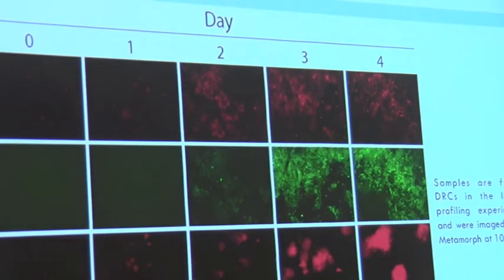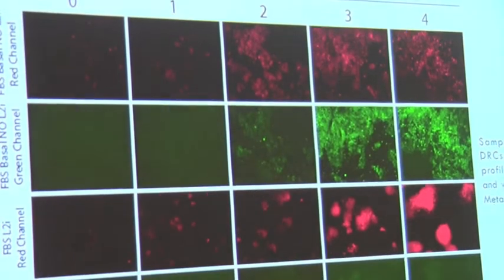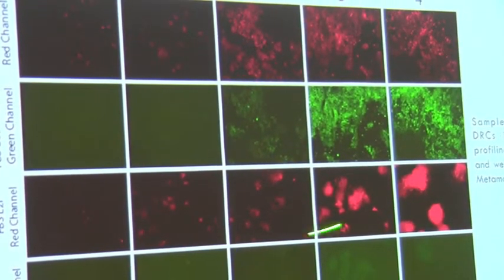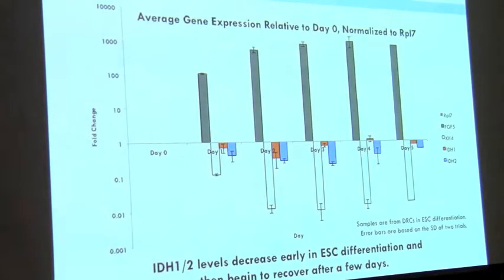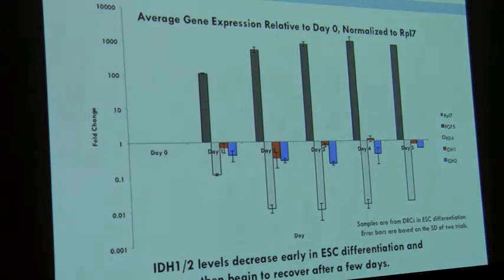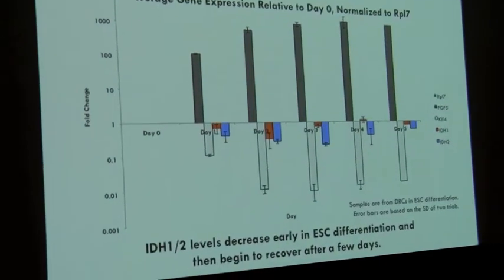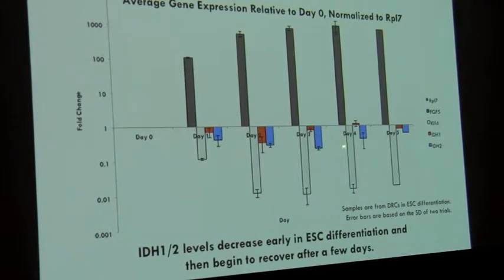The first experiment we did was to profile the gene expression of IDH1 and 2 in differentiation. These are some representative images of a control and of a test sample, and these are clearly differentiating because they are losing the characteristic ES cell colony formation, and they are turning green. I measured gene expression levels through qPCR, and our controls behaved as expected. IDH1 and 2 seem to decrease early in ES cell differentiation and then begin to recover after a few days.